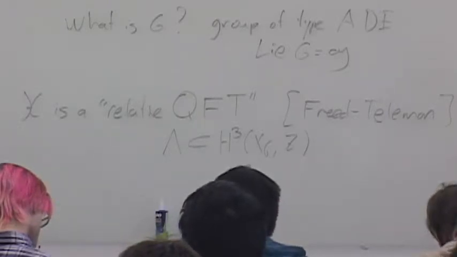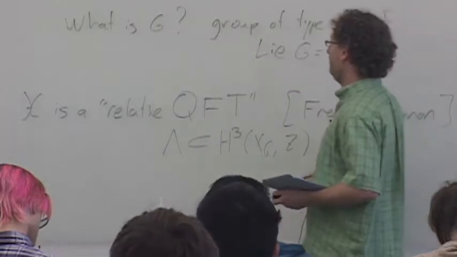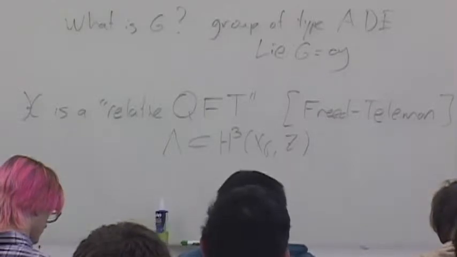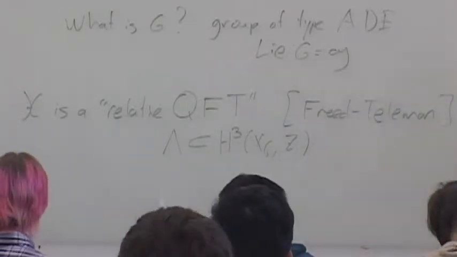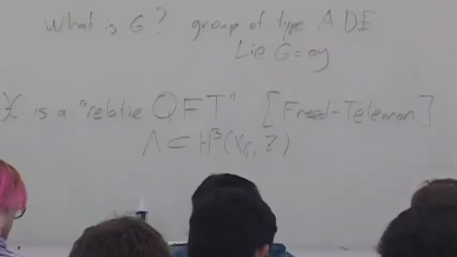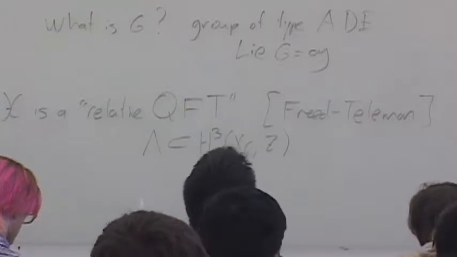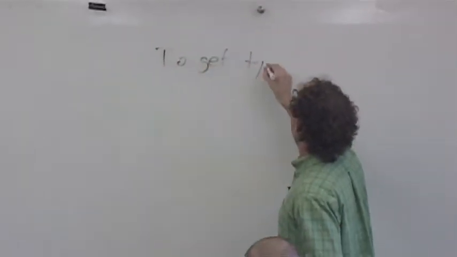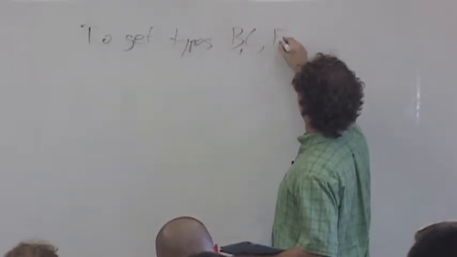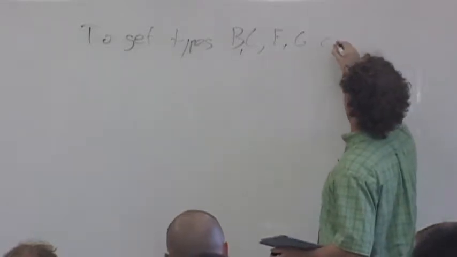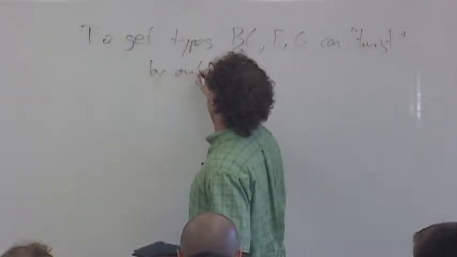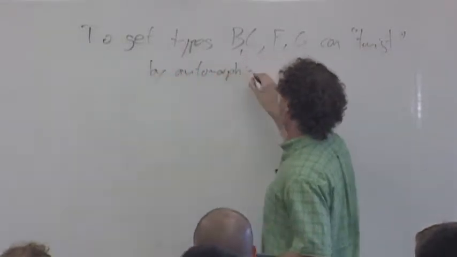In fact, if you're coming down the hill from MSRI and you don't like just simply laced Lie algebras, you can also get non-simply laced Lie algebras along the circle. You can get non-simply laced Lie algebras, non-simply laced groups, by doing, to get types B, C, what's left? A, F, G. We can twist by a Dynkin diagram automorphism as we go around the circle.